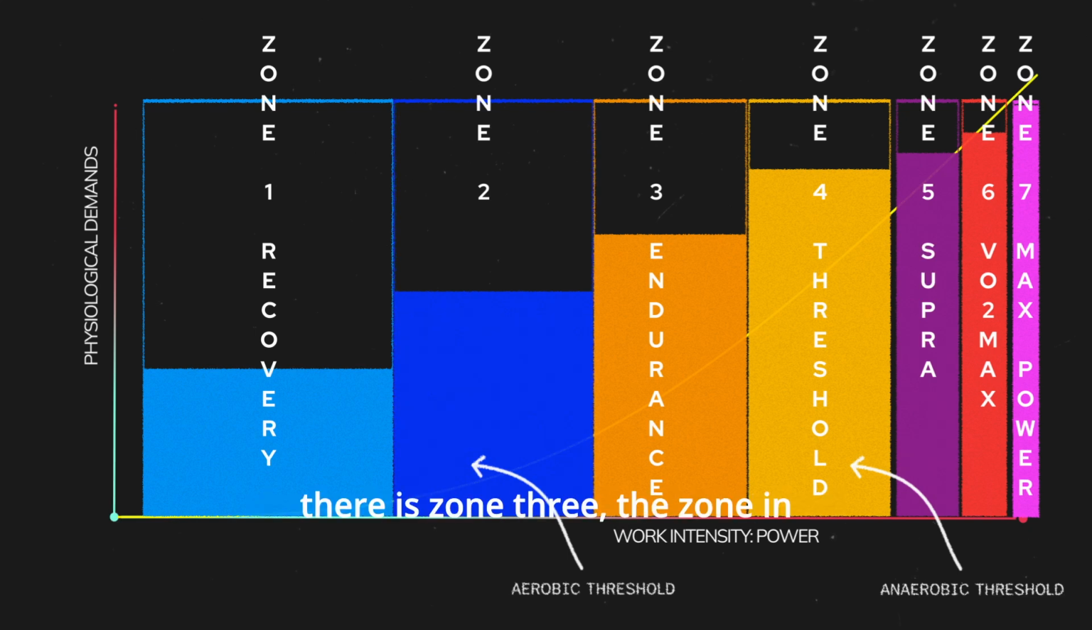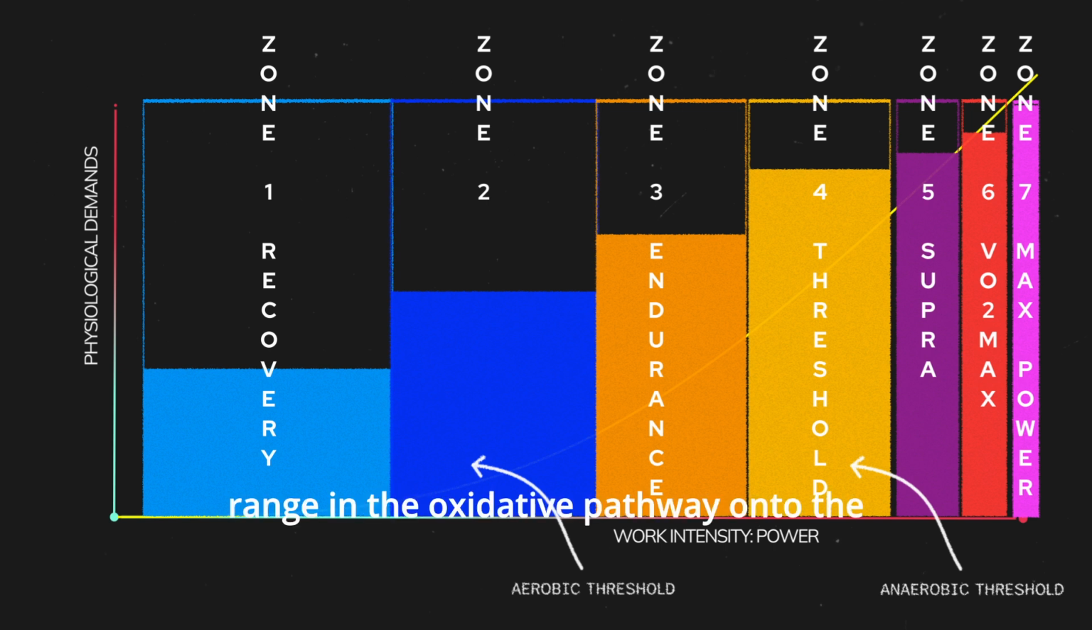anaerobic threshold. So their zone 3, the zone in between these 2 points, in terms of training will be smaller. Everything tends to be a bit tighter, and when athletes are able to have a greater range in the oxidative pathway onto the aerobic system and produce energy with oxygen, the amount of effort required to produce energy is low, and this becomes extremely sustainable.